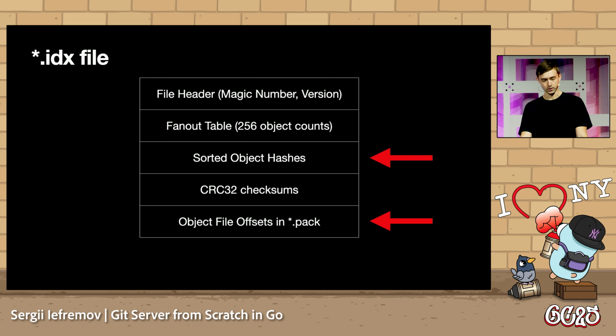So this is the structure of the IDX file. First, there is a header. Then there is a table of object counts. And then we have a sorted list of object hashes. And at the end, there's a list of offsets, or locations, of these objects in the pack file.